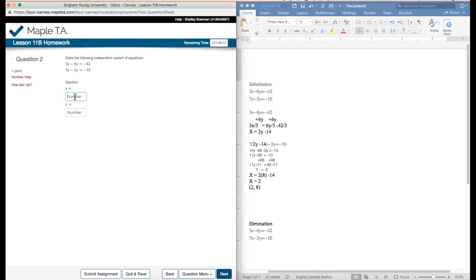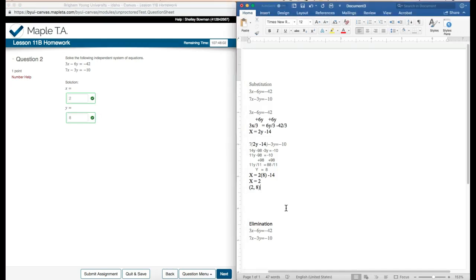And I can put that over here, 2 and 8. And then just for the confirmation, to have the green check marks, that's good. Okay, for those of you who'd like to learn the elimination method, this is not discussed in the textbook. It's just kind of another method to go through it. You do not have to do this way. Sometimes it's faster, sometimes it is more complicated.